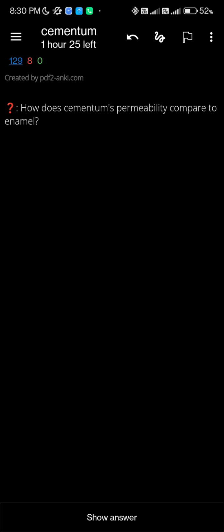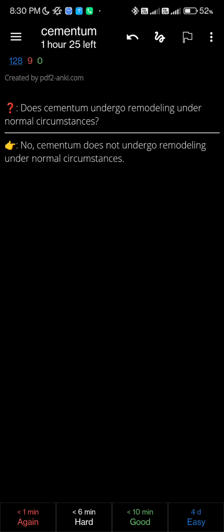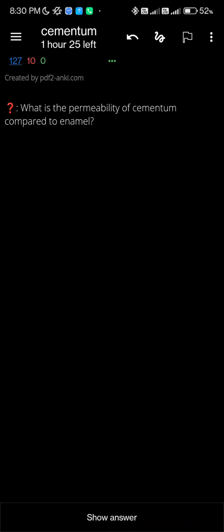How does cementum's permeability compare to enamel? Cementum is more permeable than enamel. Does cementum undergo remodeling under normal circumstances? No, cementum does not undergo remodeling under normal circumstances.